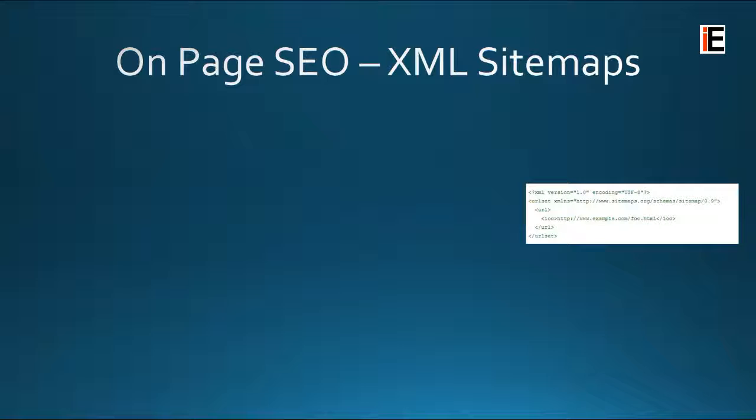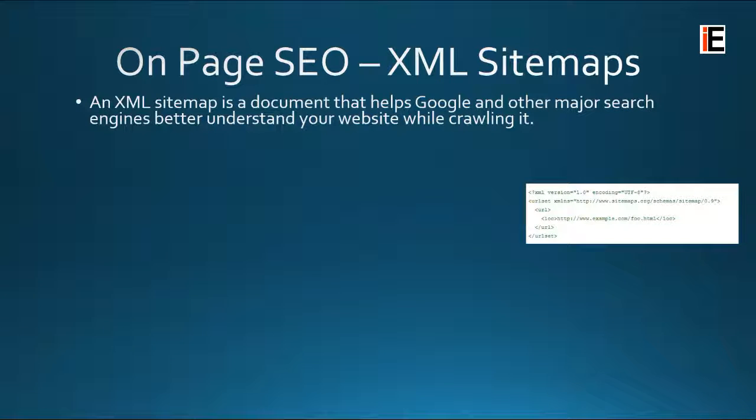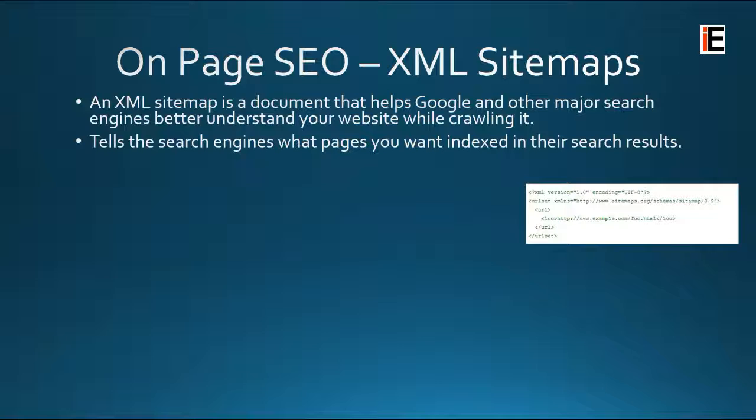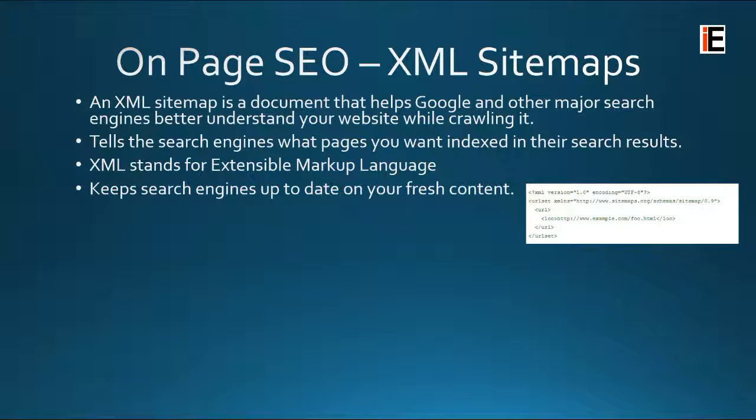Some more on-page SEO methods include XML sitemaps. An XML sitemap is a document that helps Google and other search engines better understand your website while crawling it. It tells the search engines what pages you want indexed in their search results, what pages you want to show up. XML stands for Extensible Markup Language. It keeps the search engines up to date on your fresh content.